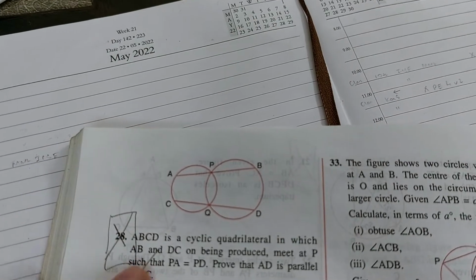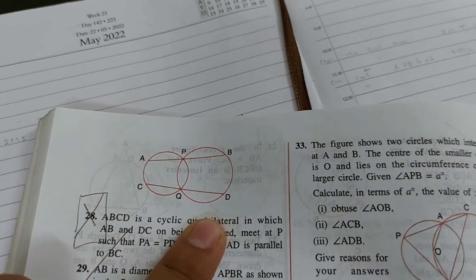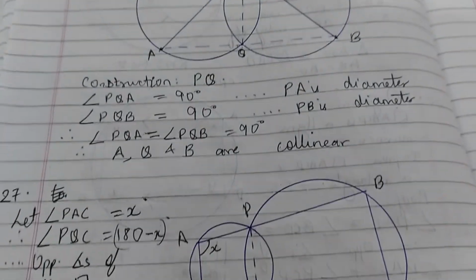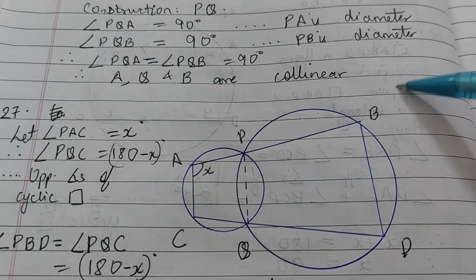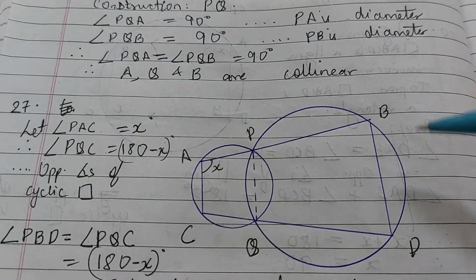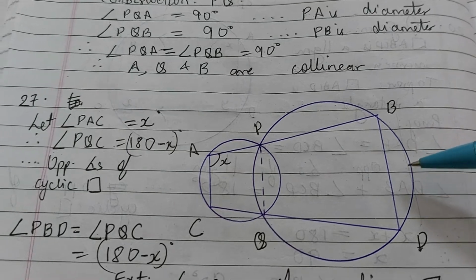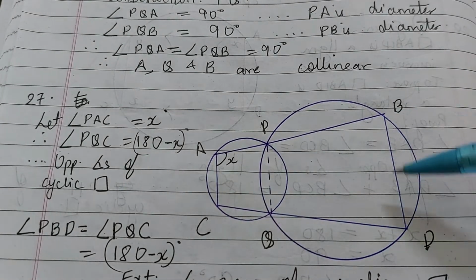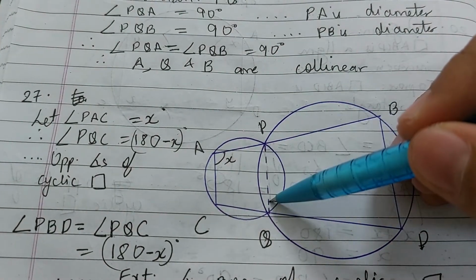Here the diagram is given and we have to prove AC is parallel to BD. Since they have mentioned AC and BD, I will just join them and no need to write construction because it was mentioned in the question itself. We have to prove them parallel. So my strategy will be join PQ.